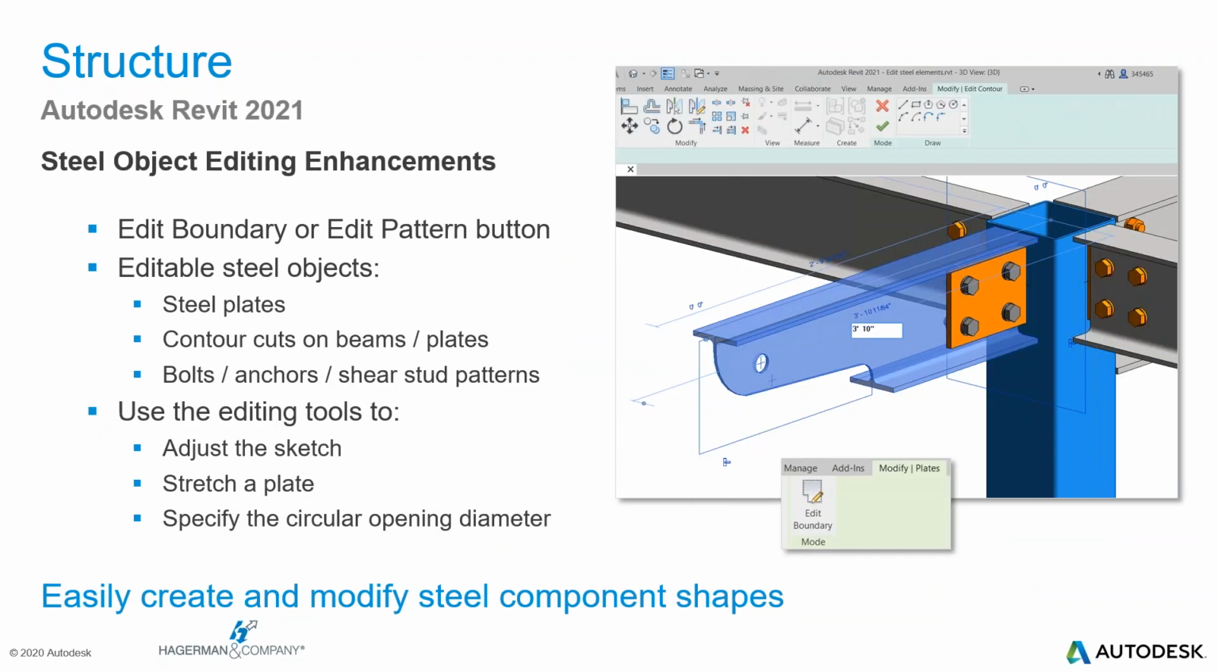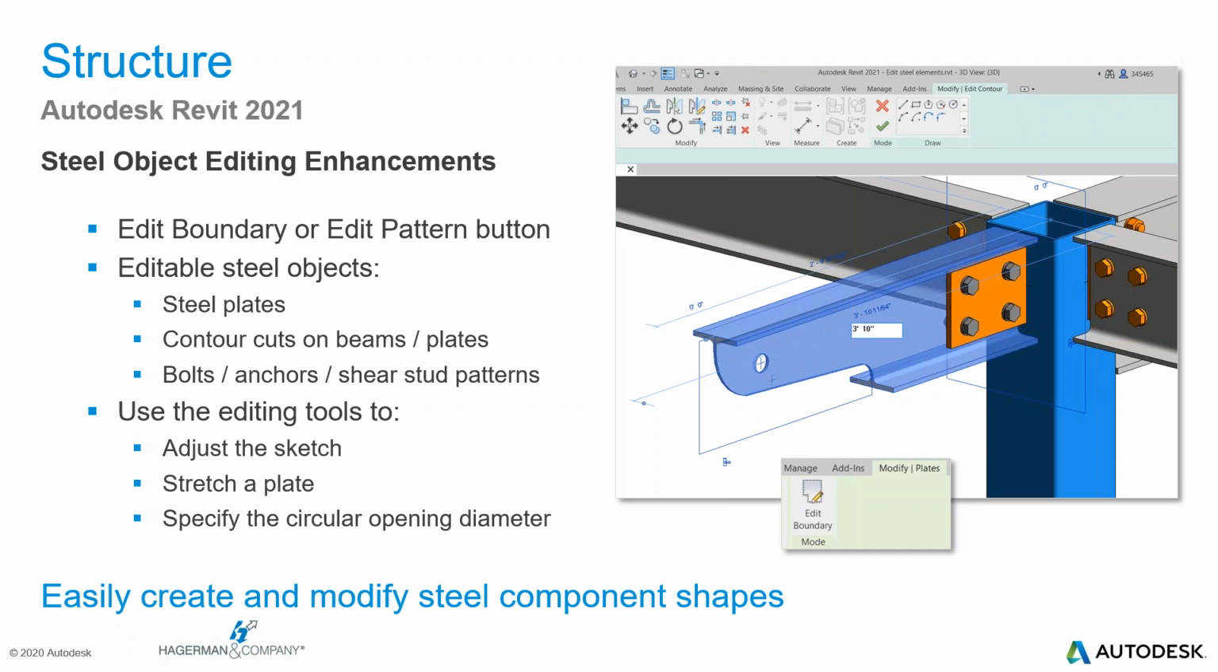In Revit 2021, steel detailing capabilities have been extended to allow more flexibility when modifying steel elements or connections. To change the shape of a plate, simply select it, press the Edit Boundary button, and stretch one of the plate's edges to the desired location.